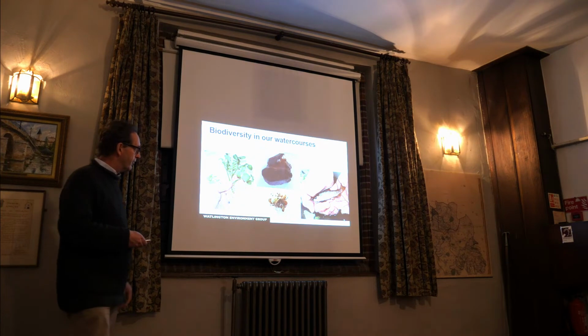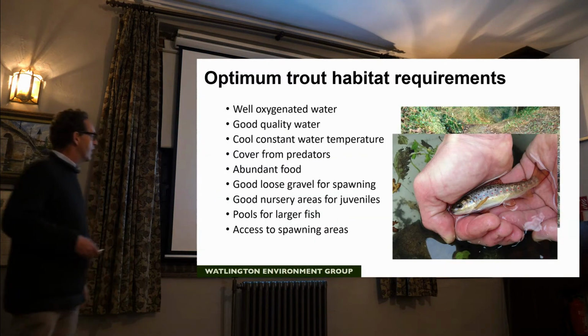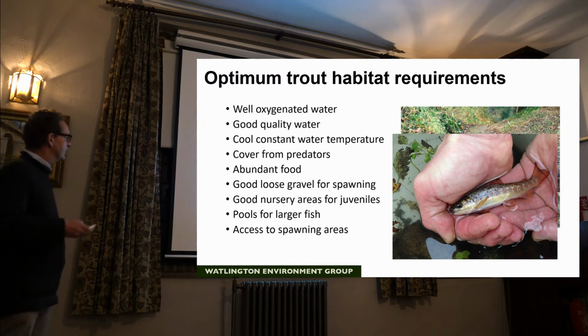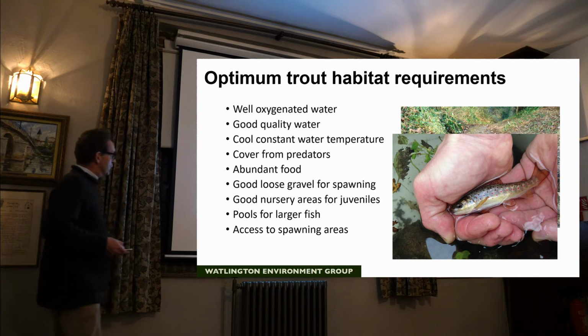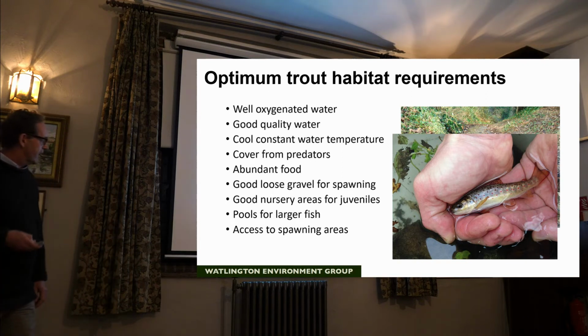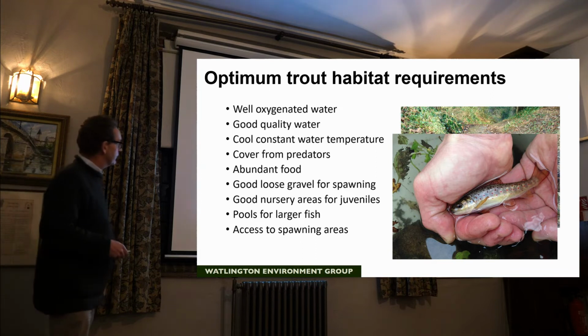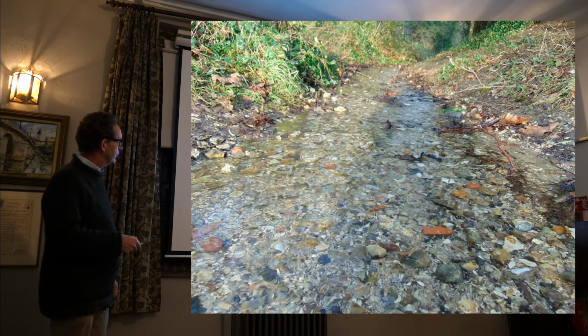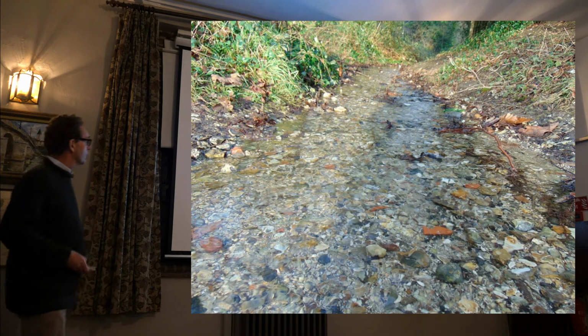We're lucky to have brown trout in Watlington, and they need very optimal habitats: oxygenated water, good quality, cool, cover from predators, abundant food, good loose ground for spawning, good nursery areas, and pools where the larger fish can live. This is what a bit of the stream by the church looks like. It's got a lot of nice gravelly cobbles. However, it's too wide and too shallow, so there was a need to do a lot of work.